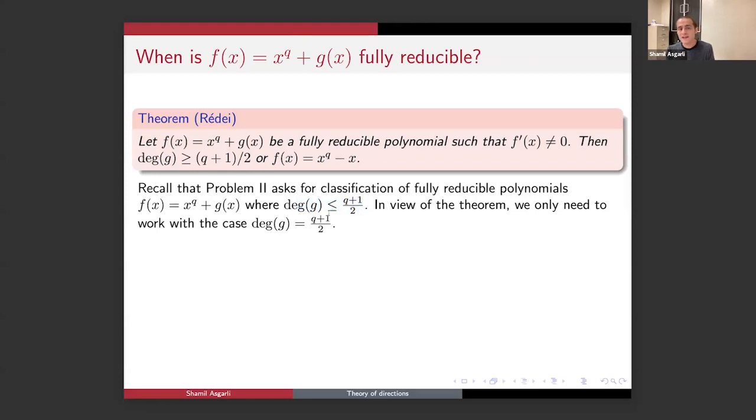So this theorem is very nice because it means that for problem 2, from now on, we can focus on the case where the degree of g is equal to (q+1)/2. So here I'm going to show you the proof of the theorem.